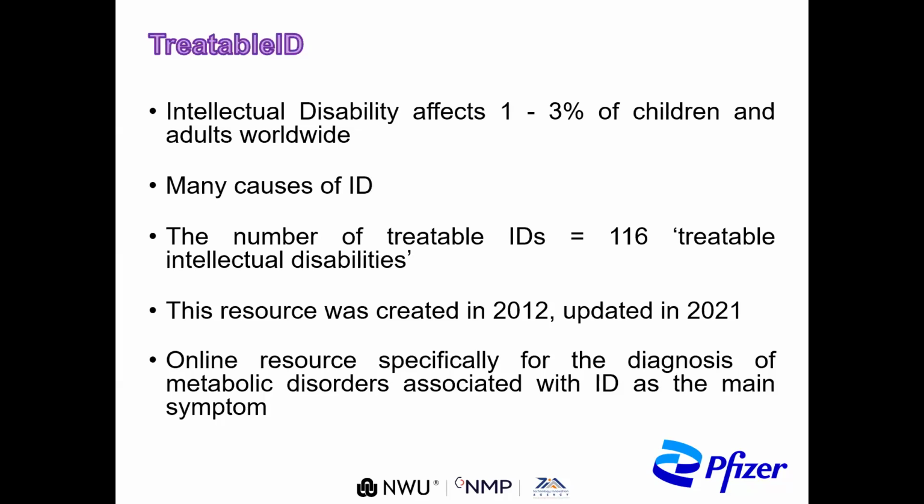The cause of intellectual disability is diverse and can occur at any time from fetal development to late in life. Genetic causes are also significant and varied, and it requires extensive testing and specialist involvement. So as of 2021, 116 treatable IEMDs associated with intellectual disability have been characterized.